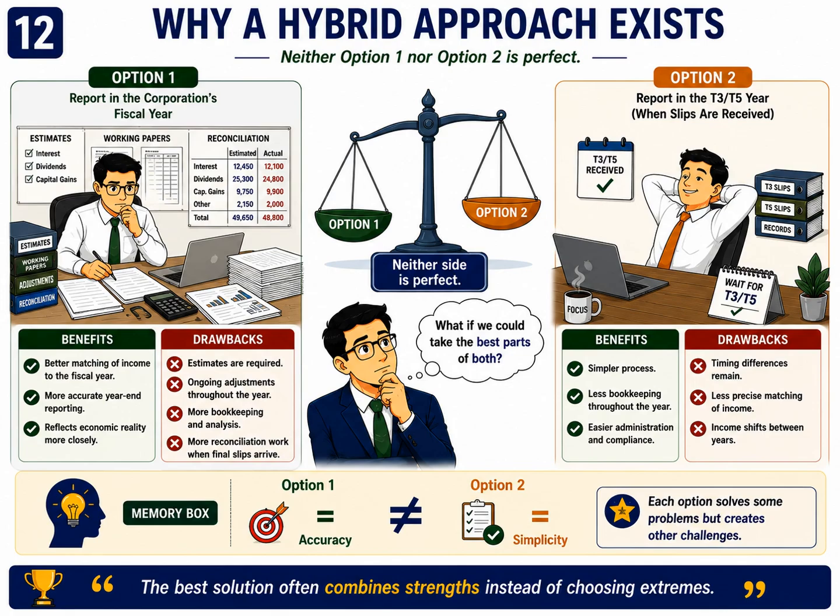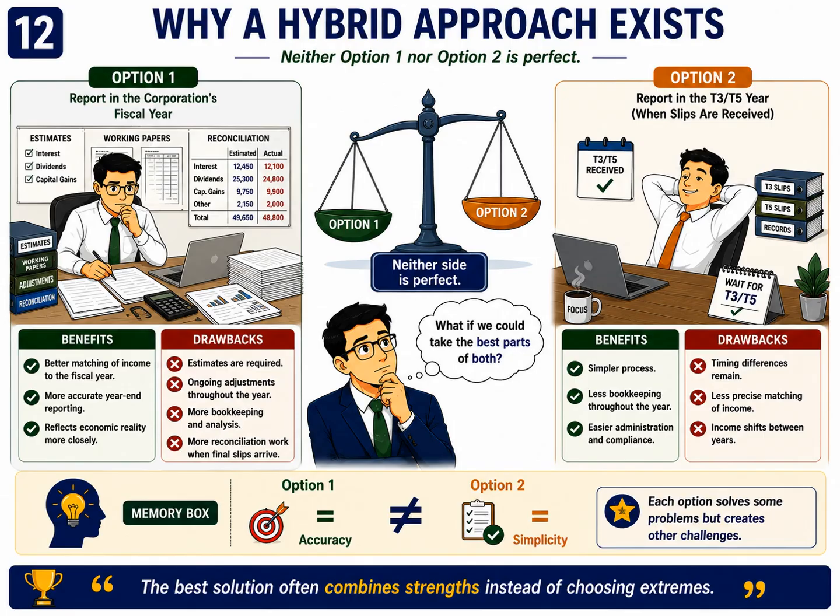But accuracy comes with a cost. Option 1 requires estimates. Those estimates must be documented. Future adjustments may be required, and reconciliation work continues year after year. The process can become time-consuming, especially when investment portfolios are large or complex. Now let's look at option 2.